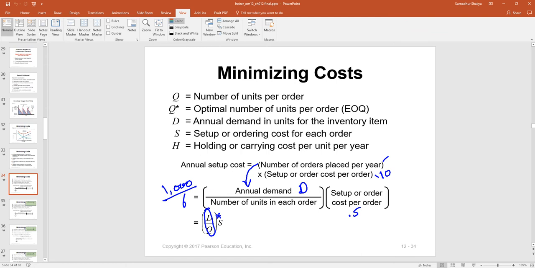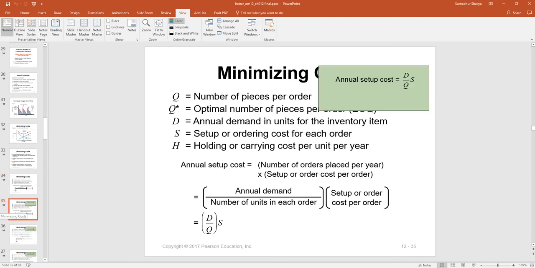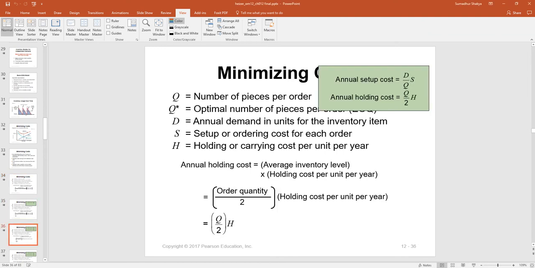Now, I'm just trying to break down how you can remember the formula. And then the next one, this I already showed you on the graph, the average inventory level is half of Q, times the cost of storing 1 unit per year, the holding cost per unit per year. This is very important. In the questions, sometimes this cost could be given on a daily basis or a weekly basis or monthly basis. You have to bring it to the annual level.